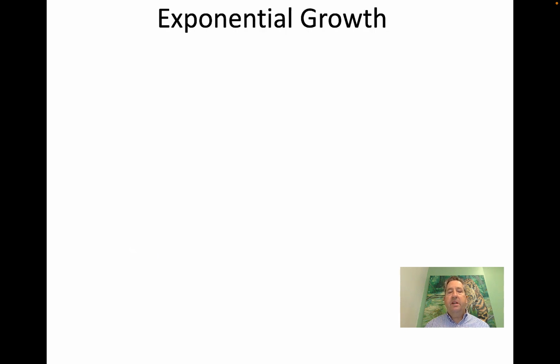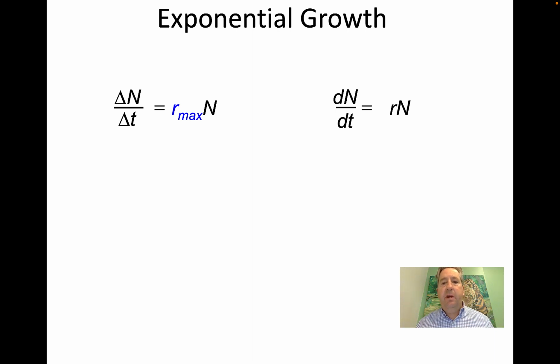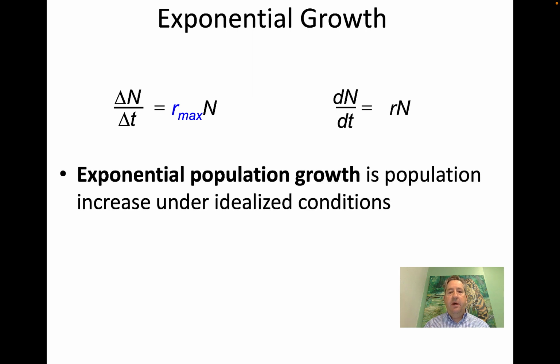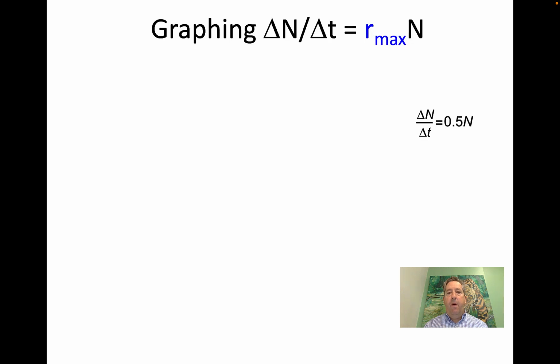This is called exponential population growth. And so delta N delta t equals R max times N. Sometimes you'll see this as dN dt equals rN, and this is a differential equations version of the same thing, which runs on a continuous rather than an iterative process. And exponential population growth is really only observed under ideal conditions. Things have to be very good for exponential population growth to occur.